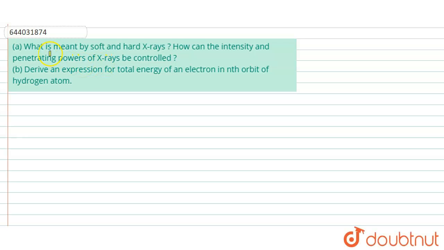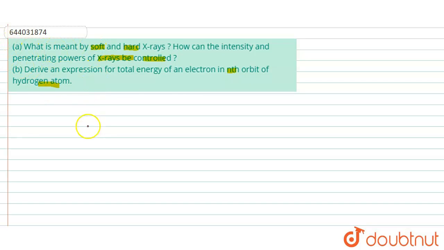Hello everyone, let us try to solve the given problem. The given problem simply states: what is meant by soft and hard X-rays? How can the intensity and penetrating power of X-rays be controlled? And in the next part, we have to derive an expression for the total energy of an electron in the nth orbit of a hydrogen atom. So let us first try to solve the first part.